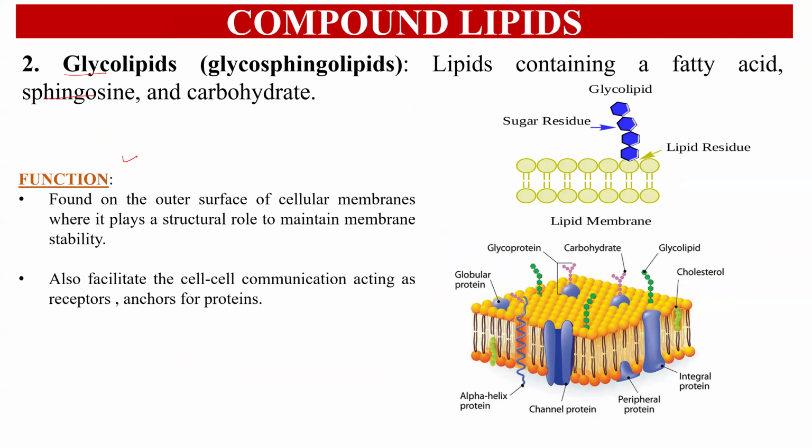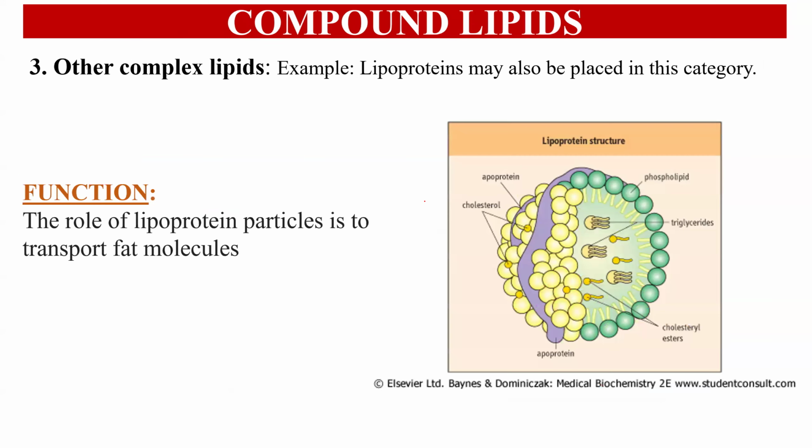Glyco is referring to sugar molecule. So the lipids that contain a fatty acid and a carbohydrate are known as the glycolipids. And these are found on the outer surface of the cellular membranes, where they are playing an important role in the structure and maintenance of the membrane stability, as you can see here. It is also responsible for facilitating cell-to-cell communication.